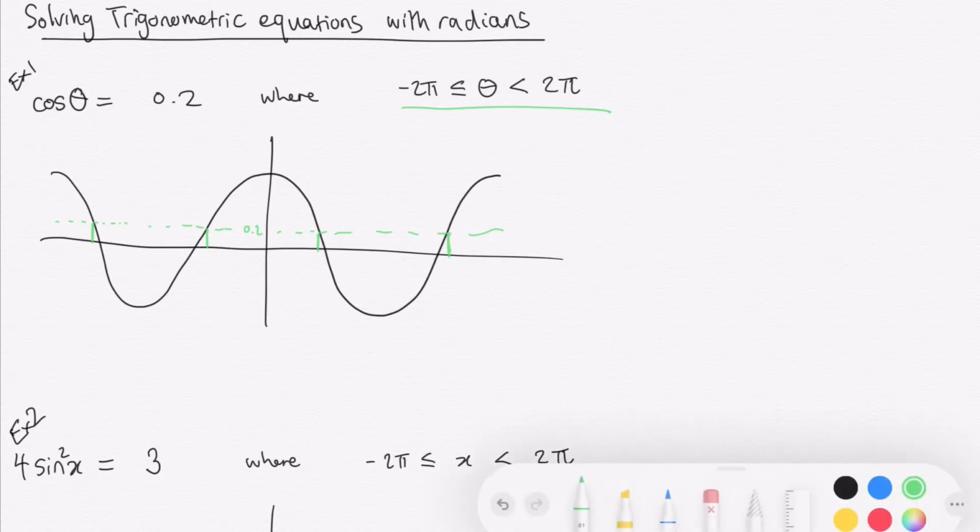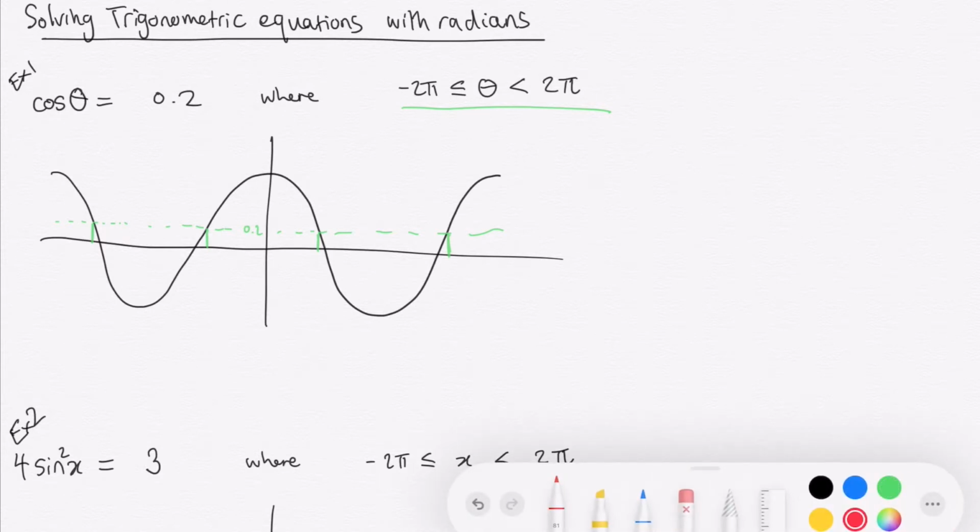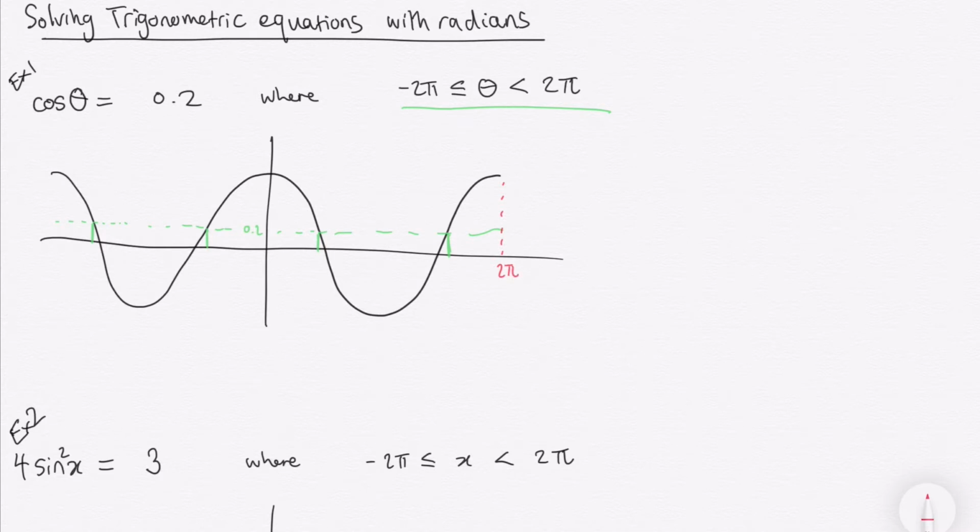So firstly, I'm going to start labelling my cosine graph. So I've got my key points on there. So we know 2 pi is here. We know 3 over 2 pi is here. We know that pi over 2 is here. We know that pi is here. And we know 0 is here. And we can do a similar thing here: minus pi over 2, minus pi, minus 3 pi over 2, minus 2 pi.